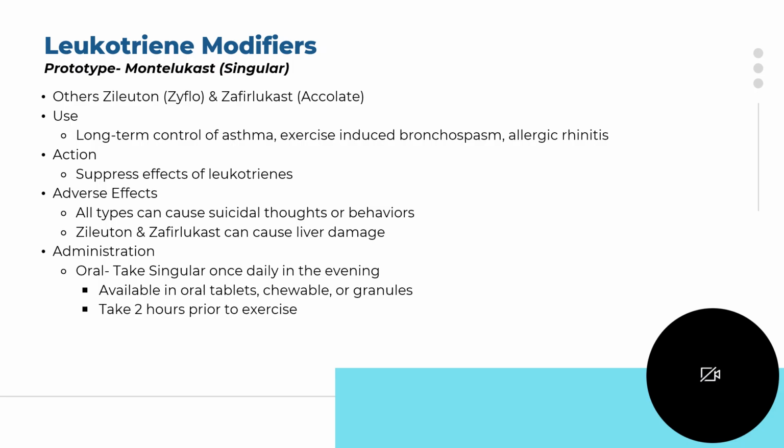To administer this, they take it once daily in the evening. It can be in oral tablets, chewable, or in granules. The granules, they can mix up, put in ice cream, pudding, applesauce, whatever, and take those. And if they're using it to treat exercise-induced bronchospasm, it needs to be given 2 hours before exercise in order for that to be effective.